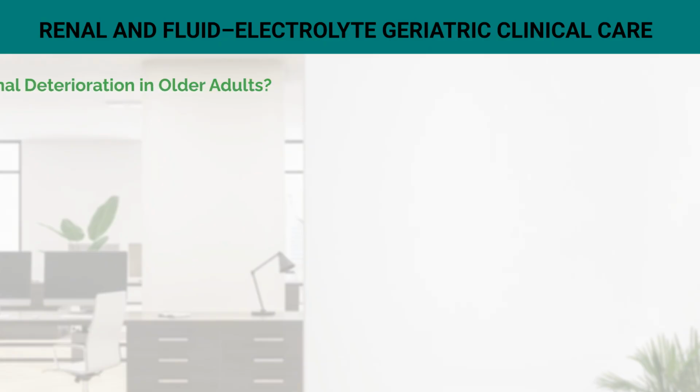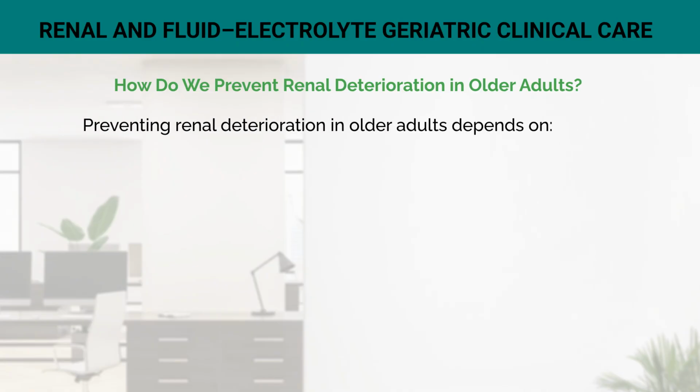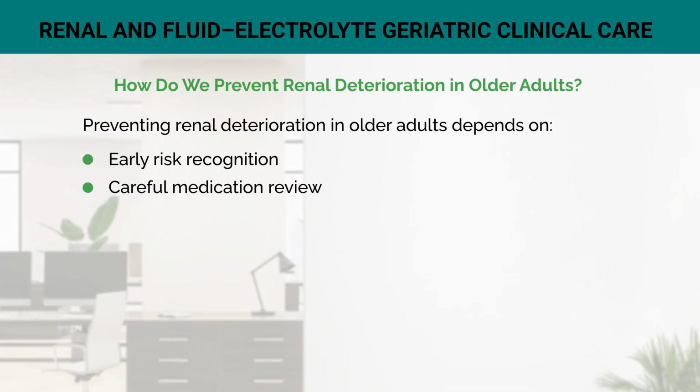Finally, we will see how to prevent renal deterioration in older adults. Preventing renal deterioration in older adults depends on early risk recognition, careful medication review, and acting on trends and subtle change rather than waiting for obvious renal failure.